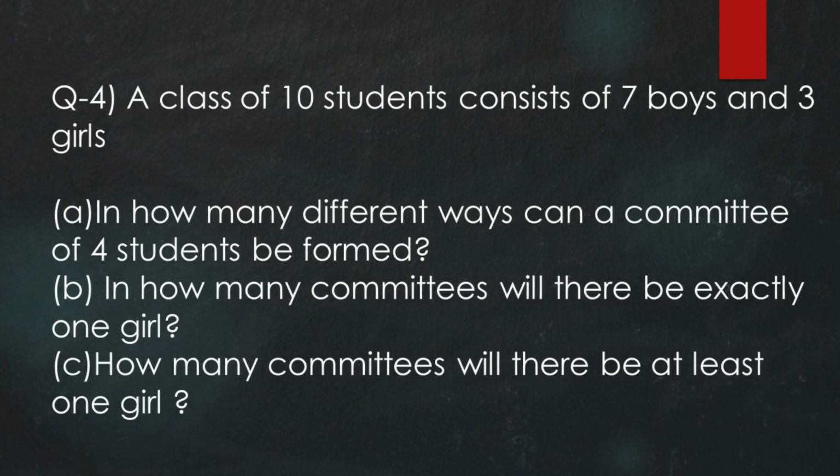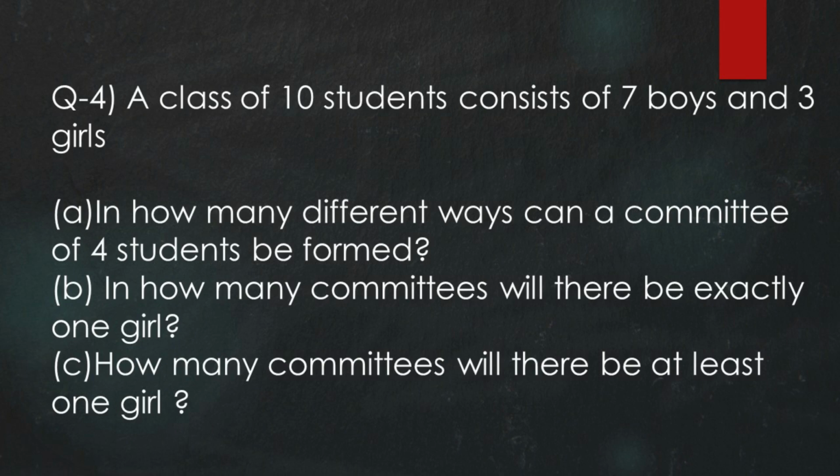Okay children, let's move to another question. A class of 10 students consists of 7 boys and 3 girls. In how many different ways can a committee of 4 students be formed? In how many committees will there be exactly 1 girl? In how many committees will there be at least 1 girl?